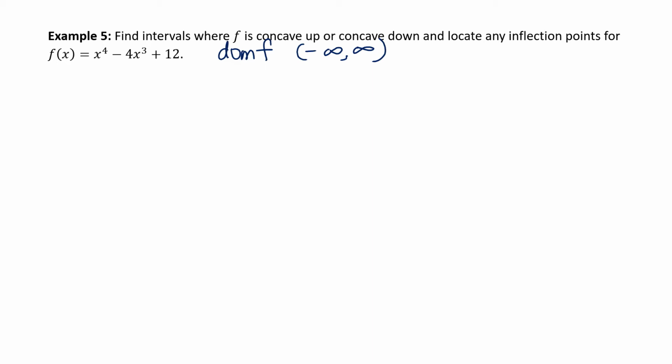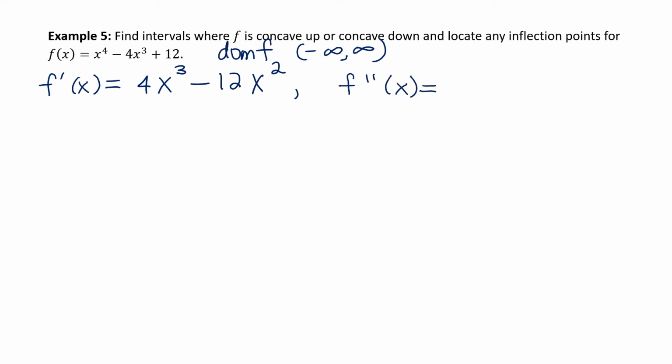Now, to determine concavity, we need the second derivative. Let's get the first derivative first, which would be bring the 4 down. So you got 4 times x to the power of 4 minus 1, which is 3. Then minus the derivative of 4x cubed. Bringing the 3 down, you got 4 times 3, which is 12, times x to the power of 3 minus 1, which is 2. And the derivative of 12 is just 0. Now we can use that to find the second derivative.